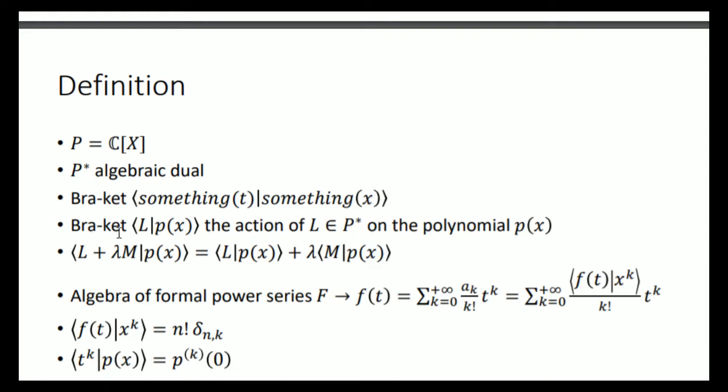So the bracket ⟨L | p⟩ represents the action of L, in the dual space of polynomials P star, on the polynomial p(x). So it can be a bit weird a definition, but that's the definition that is given. So it's the action in the sense of operator, like a process. So this operator is obviously bilinear. Well, linear and linear.